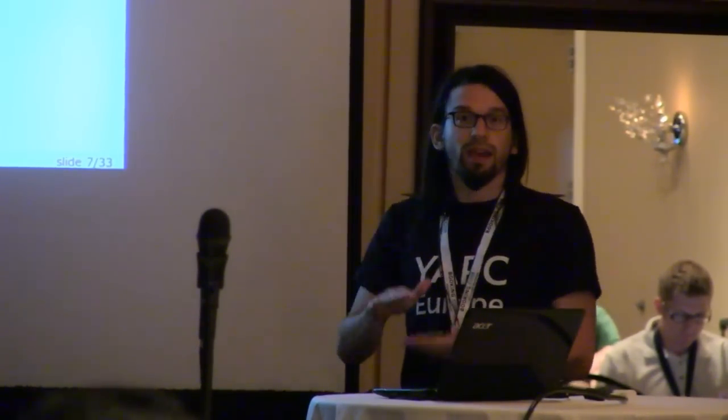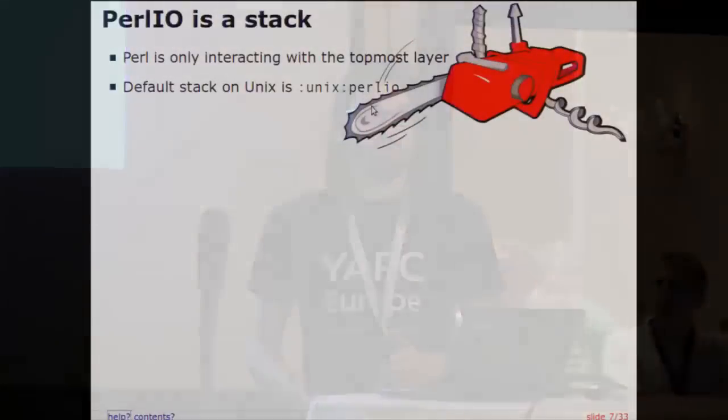The rest exists, and there's some ability to introspect it, but unless you're doing that explicitly, you're just looking at the topmost layer. And you can add layers to the top or remove them from the top, and if you do really scary stuff, you can even add them in the middle or remove them, but usually it's really a topmost thing. The default layers are Unix and PerlIO.